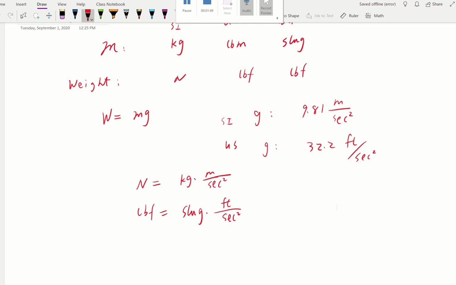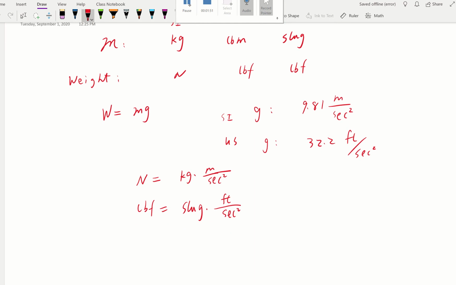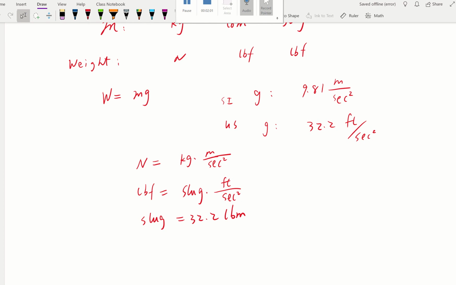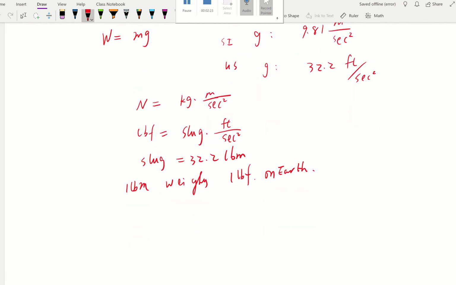Okay. Another quick concept to review is that one slug is equal to 32.2 pound mass. That's from a previous video on dimensions and units. One last point to review: 1 pound mass weighs 1 pound force on Earth. Okay, so those are the concepts. Now let's look at some examples.